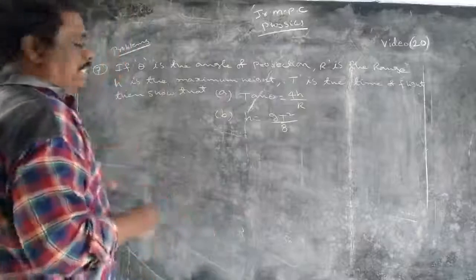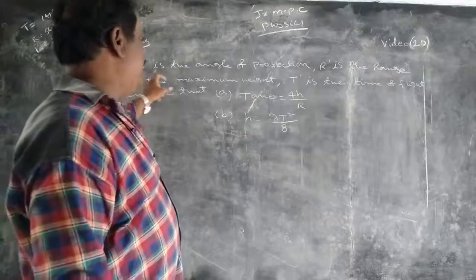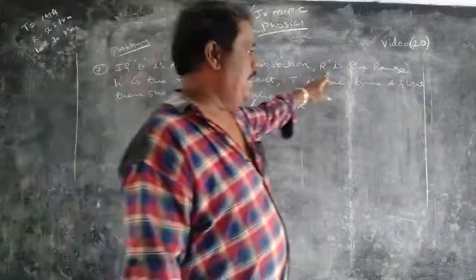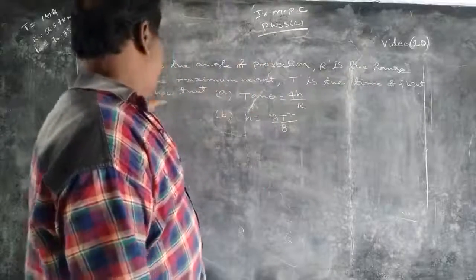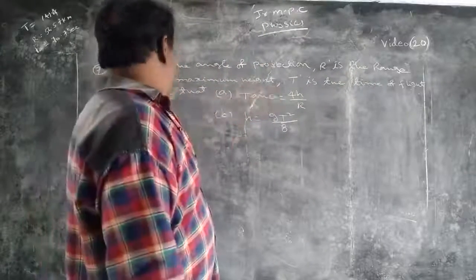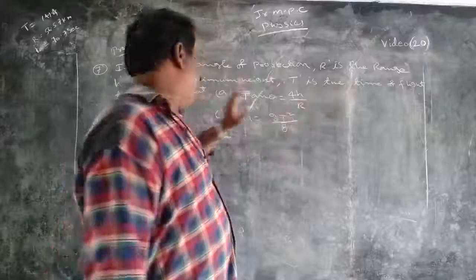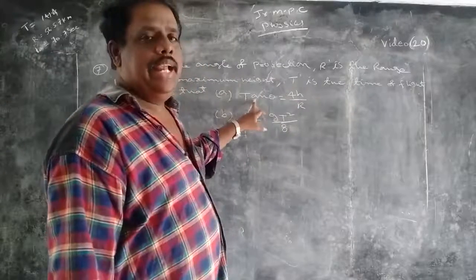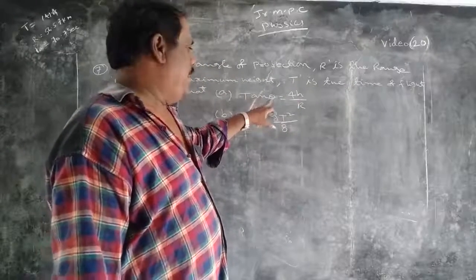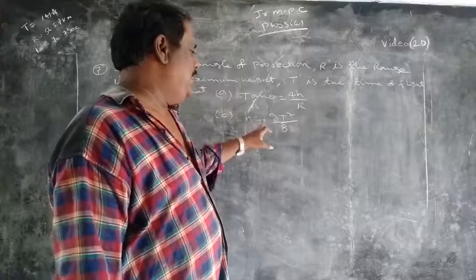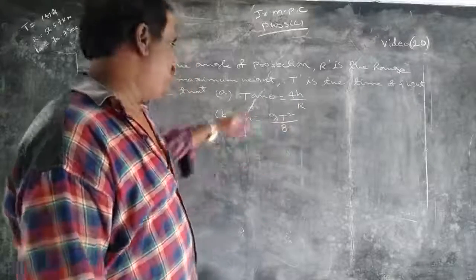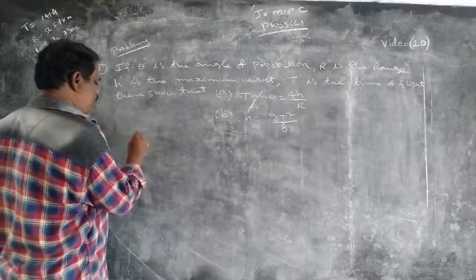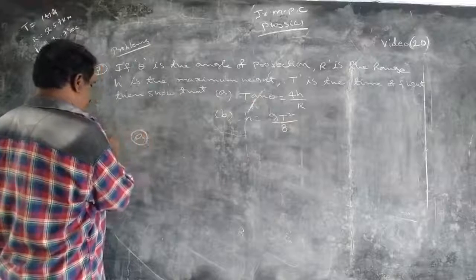Okay, once again we can read the problem. Where theta is the angle of projection, r is the range, the maximum height is h, and t is the time of flight. They are given. In case A we have to show that tan theta is equal to 4h by r. In case B, h is equal to g t square by 8. First, case A.